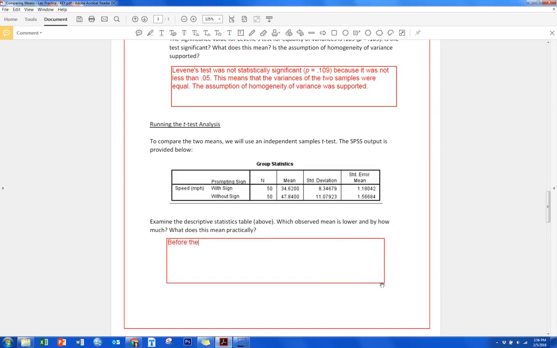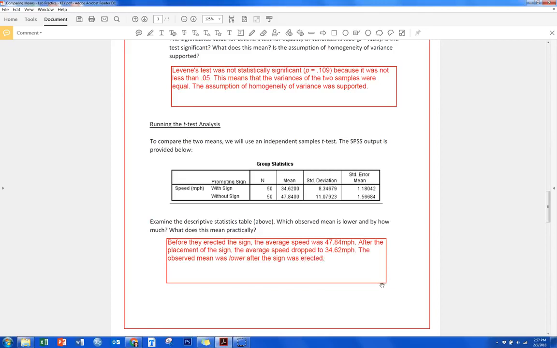Okay, so before they erected the sign, the average speed was 47.84 miles per hour. After the placement of the sign, the average speed dropped to 34.62 miles per hour. The observed mean was lower after the sign was erected.